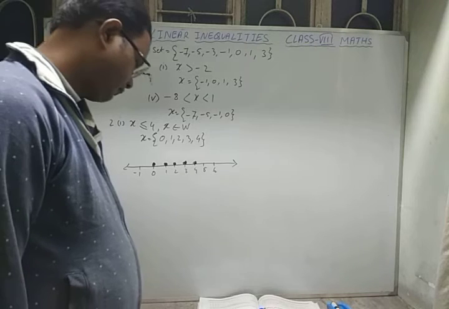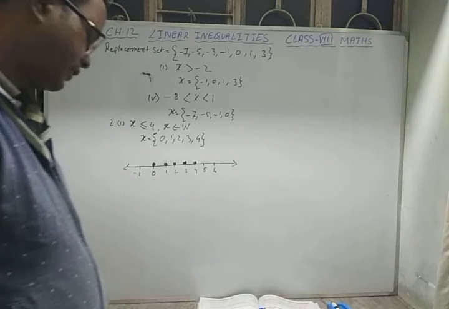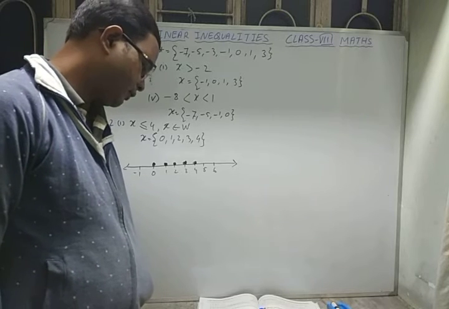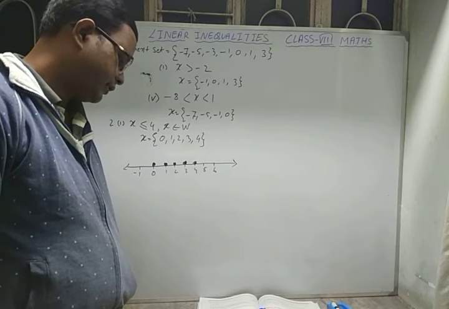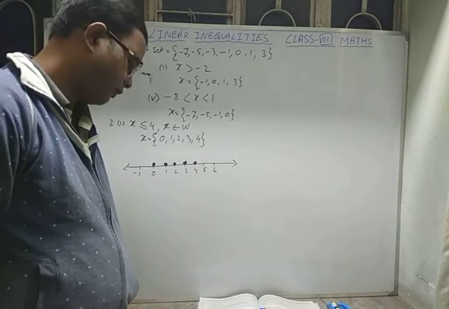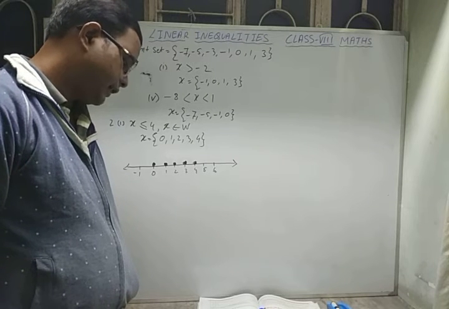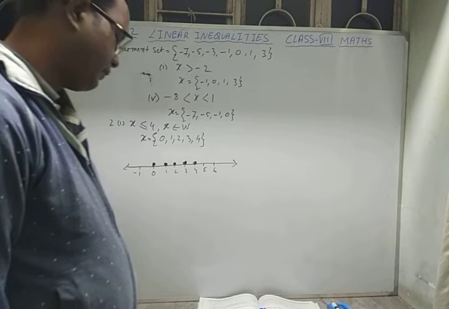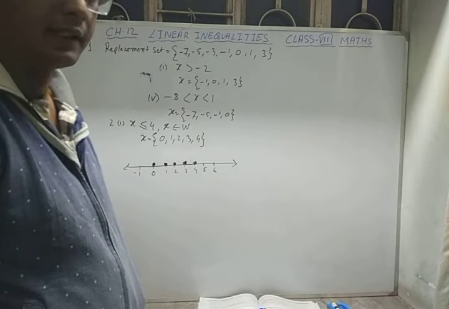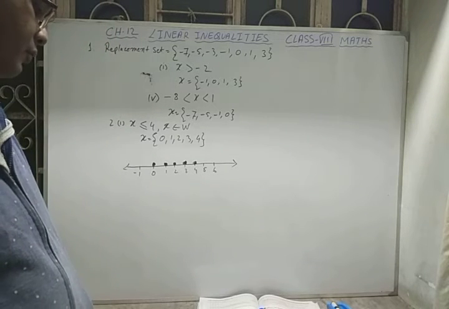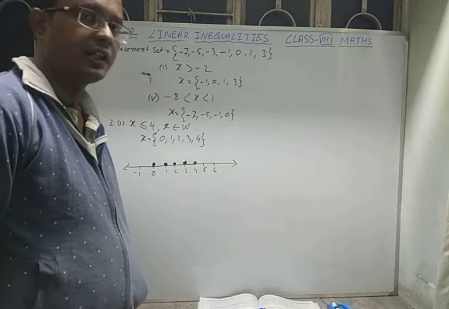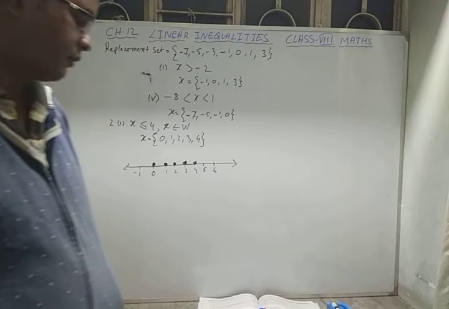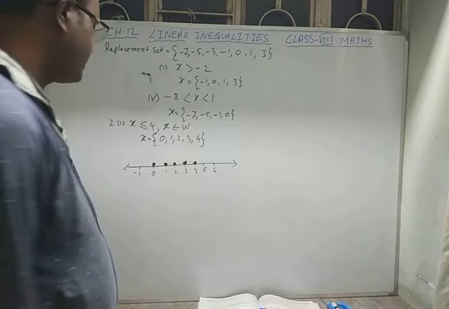After that, question number 3 is the same type of question. The replacement set is given, and the solution set is x, where x is greater than or equal to minus 4 and less than 4. Here the replacement set is given: minus 6, minus 4, minus 2, 0, 2, 4 and 6. From it we have to choose the values of x which are greater than or equal to minus 4 and less than 4. Write the solution set and represent it on a number line.